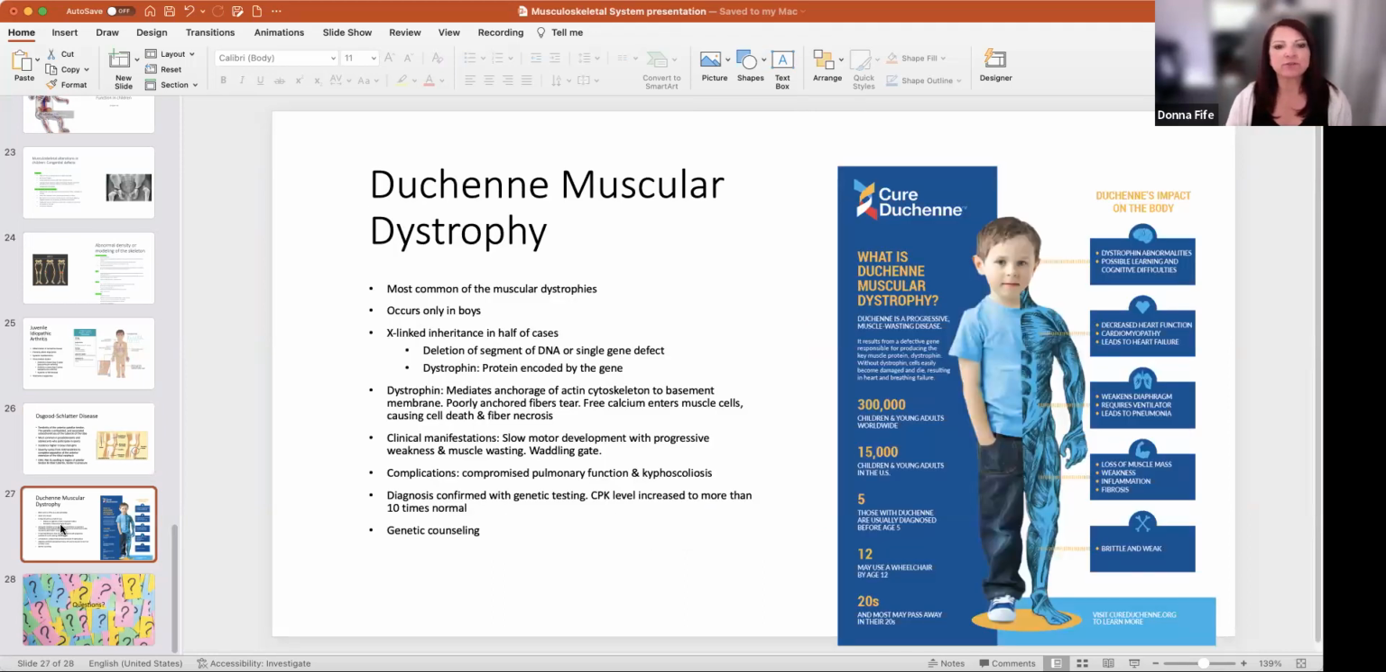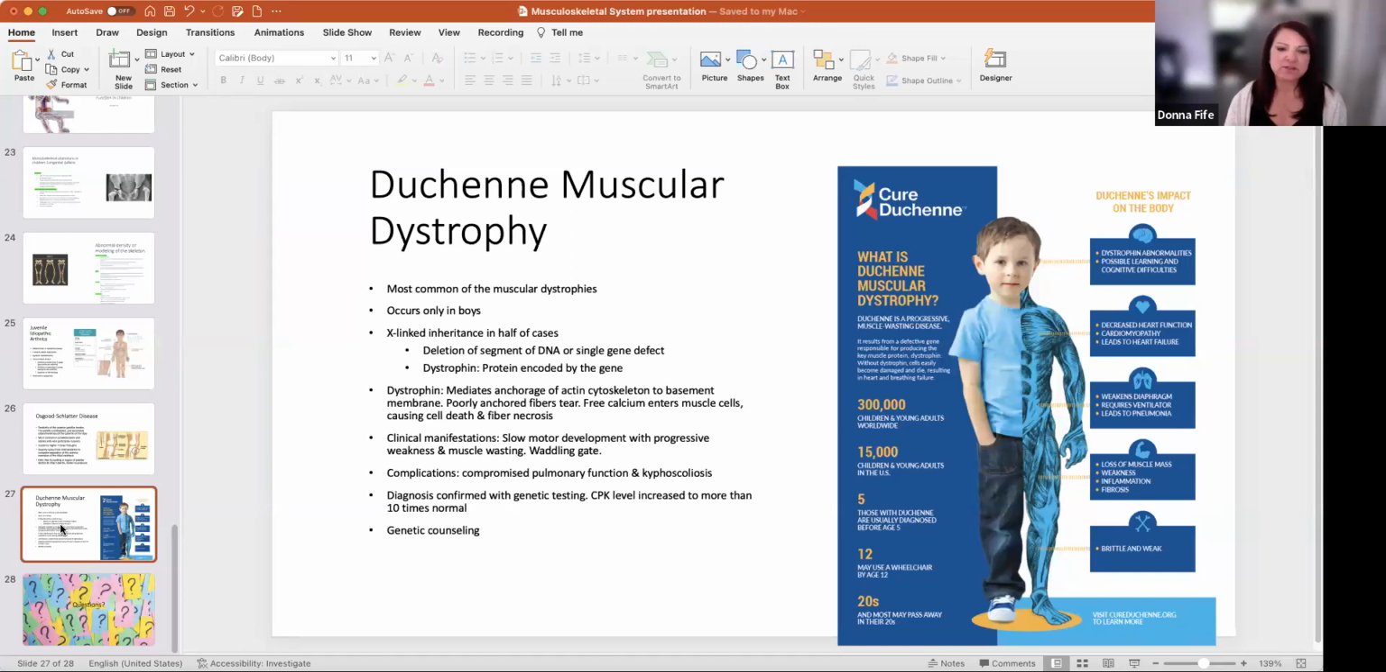Okay, and lastly, we'll go over Duchenne muscular dystrophy. This is the most common of the muscular dystrophies, and it occurs only in boys. There's an X-linked inheritance in half of the cases. There's deletion of a segment of DNA or single gene defect, and there's dystrophin, which is a protein encoded by the gene. Dystrophin mediates anchorage of actin cytoskeleton to the basement membrane, and poorly anchored fibers tear. Free calcium enters muscle cells, causing cell death and fiber necrosis.